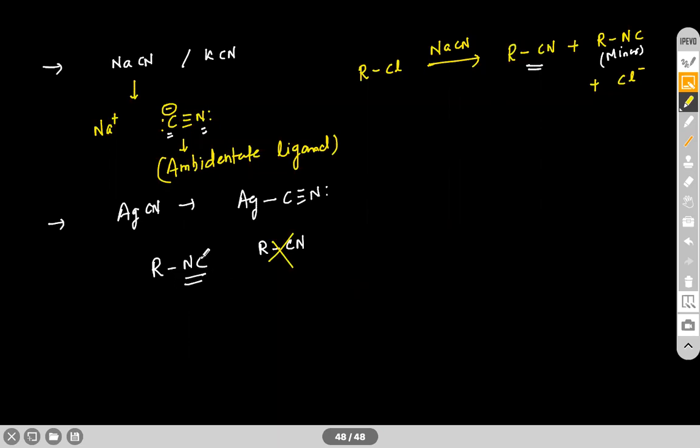But if you have to compare, we have carbon-carbon overlap here. This compound is slightly more stable than this one. Okay.